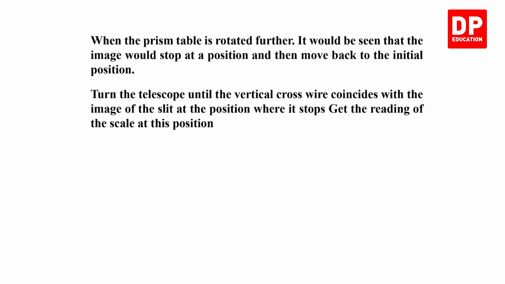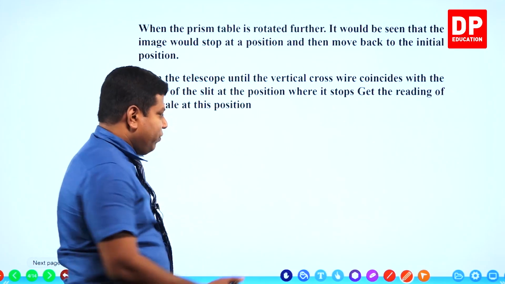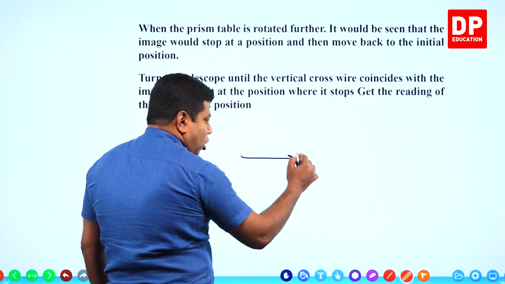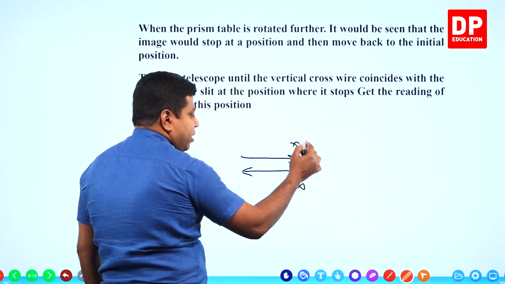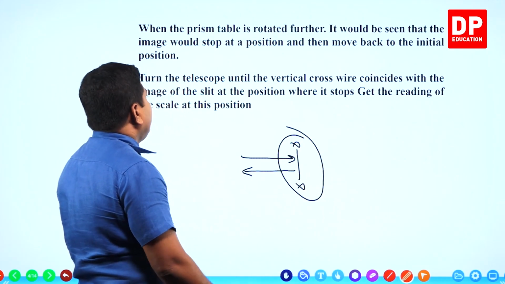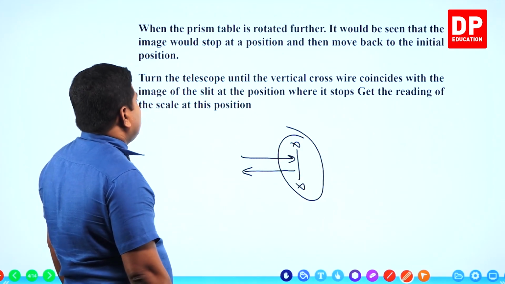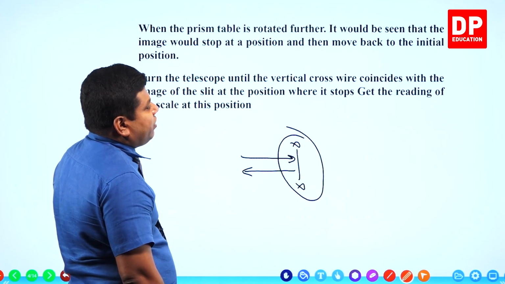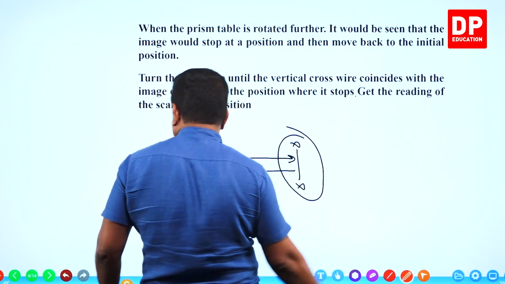When the prism table is rotated further, it would be seen that the image would stop at a position and then move back to the initial position. Understand? It will move in one direction, stop, and then move back. This is the important point for me. Turn the telescope until the vertical crosswire coincides with the image of the slit at the position where it stops. That's what I told you here.